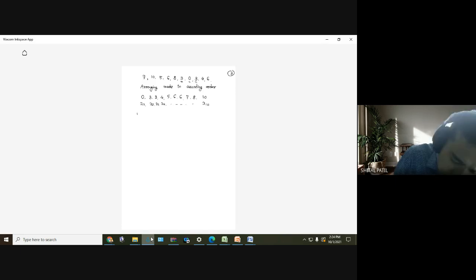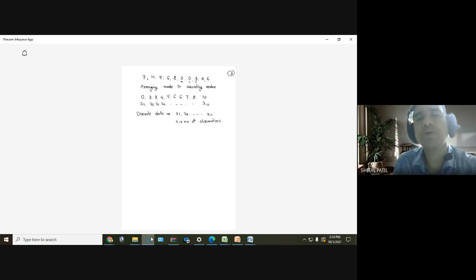Okay, so let me generalize this. How is the discrete data represented? Discrete data is written in this way: x1, x2, up to xn. Okay, what is n? N is the number of what? Students, or if you want to generalize, the number of observations. N is the number of observations, and the discrete data is x1, x2, x3 up to xn. Understood? Clear? Got it? Next now.